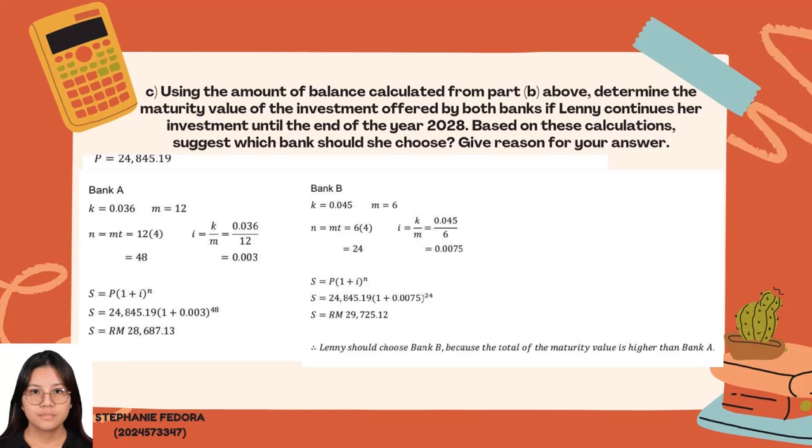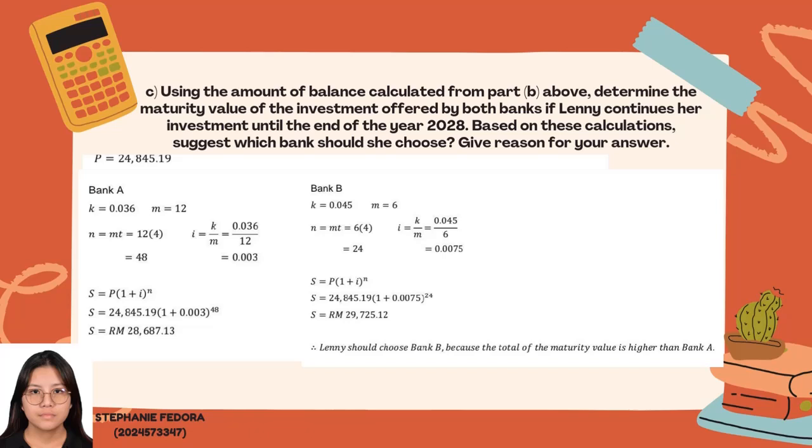Question 1C. Using the amount of balance calculated from Part B above, determine the maturity value of the investment offered by both banks if Lenny continues her investment until the end of the year 2028. Based on this calculation, suggest which bank she should choose. Give reason for your answer.